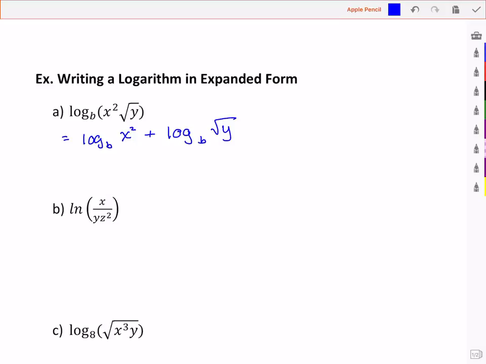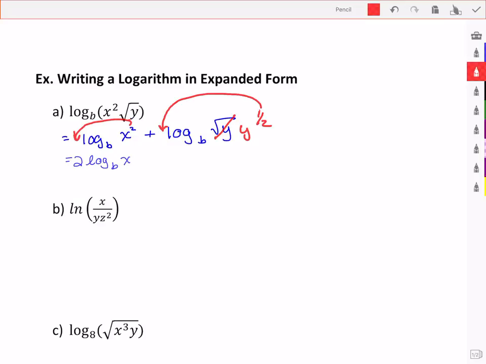I would probably just go in order. Do we have any quotients? Doesn't look like it. But we do have a couple of powers. So I'm going to take my 2 from the x squared and move it to the front. So I've got 2 log base b of x. And this square root of y, well, that's the same thing as y to the 1/2. So I'm going to take that 1/2 and move it to the front. Plus 1/2 log base b of y.